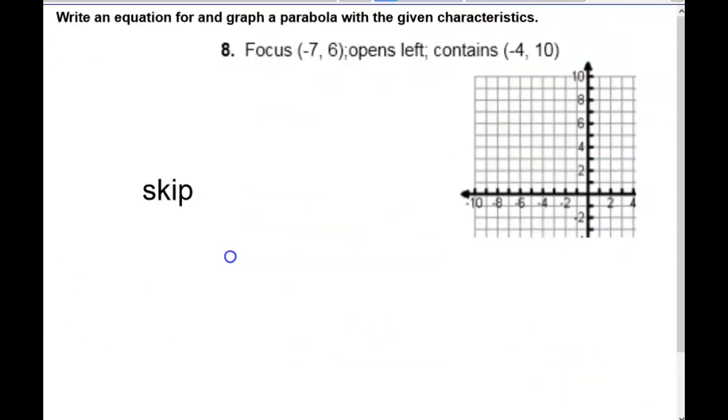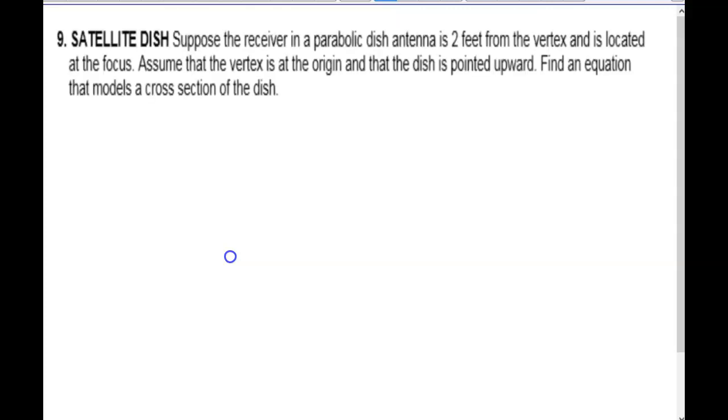All right, I'm going to skip number 8. It is another one of those put in a point ones. 9 and 10 are real quick applications, and then I want to do one more completing the square, but I'm going to have to make one up, so it's probably going to be ugly.